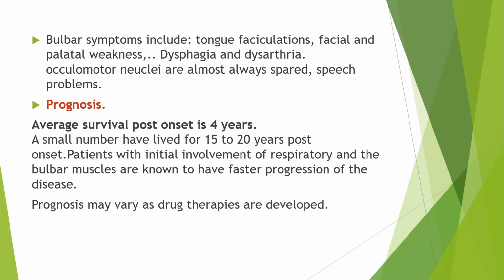As far as prognosis is concerned, the average survival post disease onset is 4 years. A small number of patients have lived for 15 to 20 years post onset. Patients with initial involvement of the respiratory tract and the bulbar muscles are known to have faster progression of the disease, and the prognosis of these patients is poor. Prognosis may vary as drug therapies are developed.